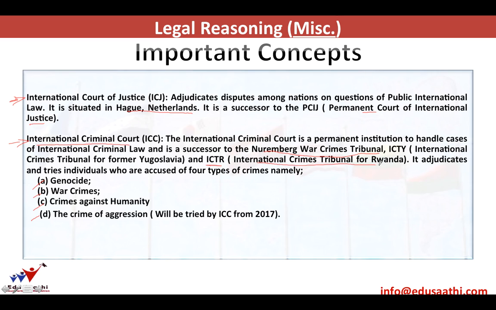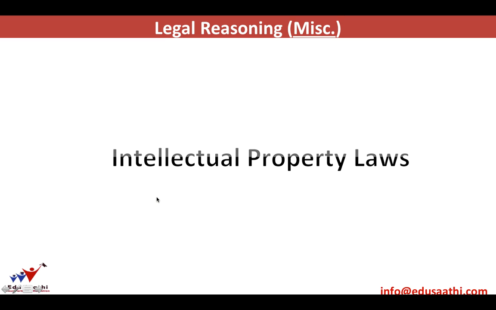You must have heard of the massacre in Rwanda. It's an internationally famous genocide wherein thousands, or in fact lakhs, of people were killed in Rwanda. So there was a tribunal, the International Crimes Tribunal for Rwanda. So the International Criminal Court is a successor to all the tribunals. So it has the right to adjudicate upon the offenses of genocide, war crimes, crimes against humanity and crimes of aggression. So these are the two international courts which are famous for their adjudication.